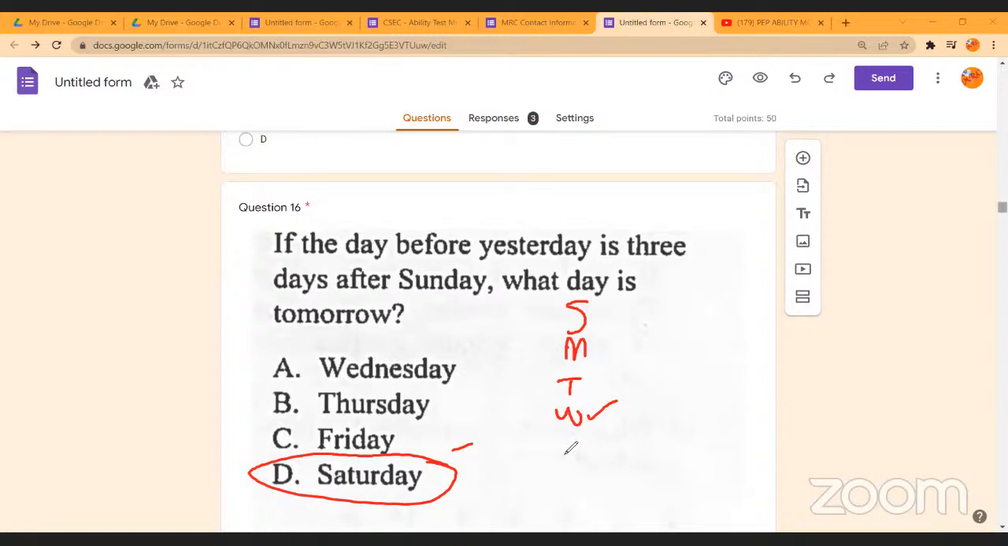But I'm pretty sure the day before yesterday is 3 days after Sunday. So 3 days after Sunday is Wednesday, and that is the day before yesterday. So it's Sunday, Monday, Tuesday, Wednesday. Thursday would be yesterday. Good. Then today would be Friday. Good. And the day after Friday is Saturday. So there is D. Well done.